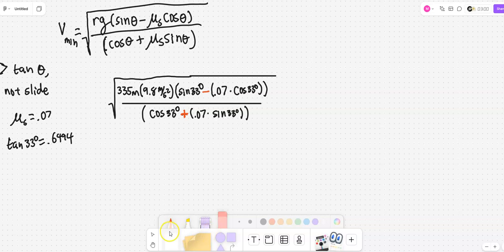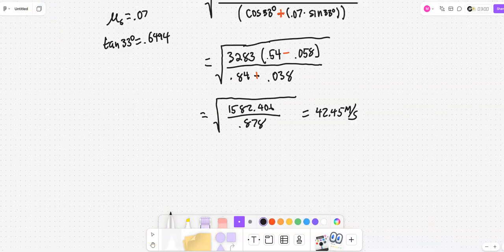All right, let's put this into our calculators and see what we come up with. All right, then I jumped to the end, and I got 42.45 meters per second for a minimum velocity. And that, kids, is how we do it.